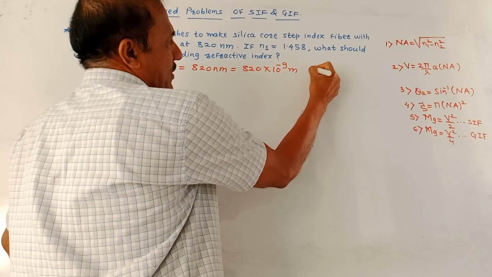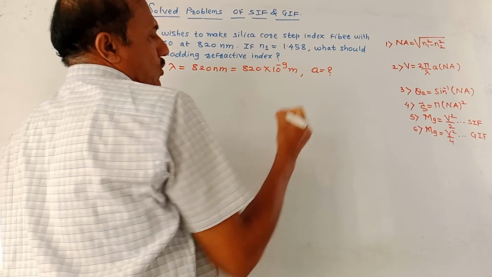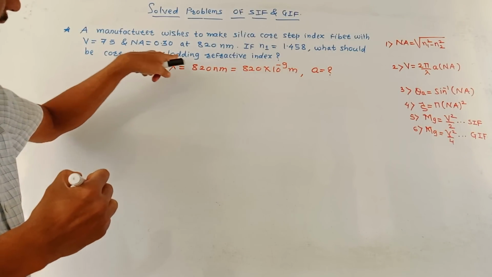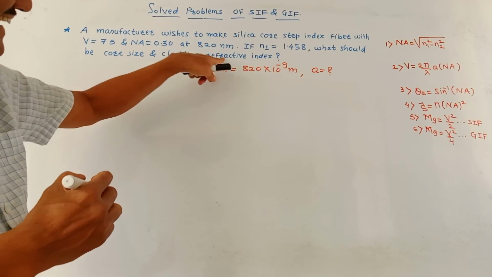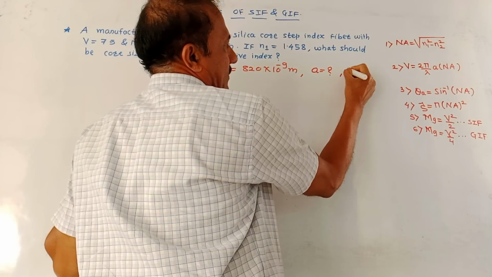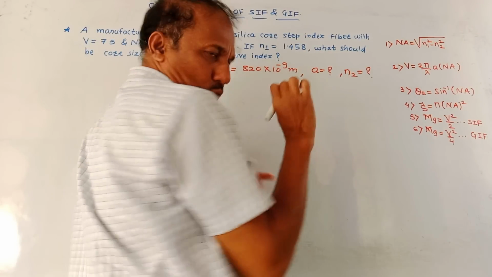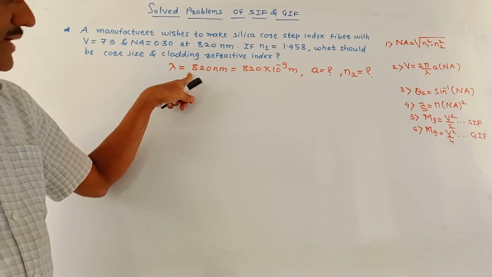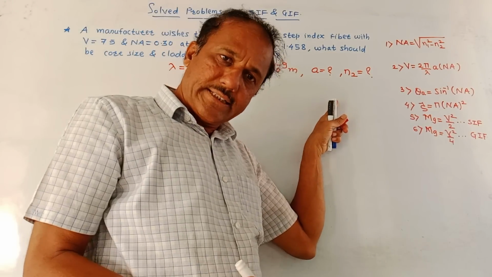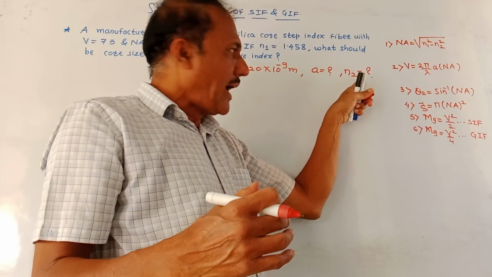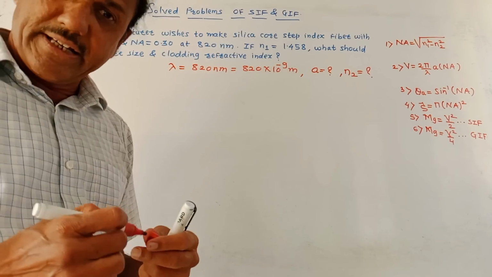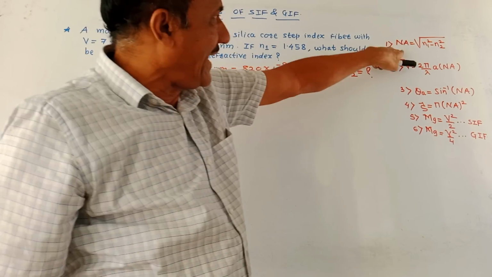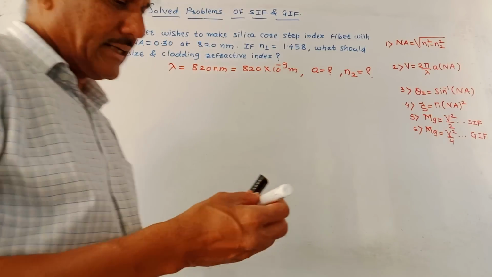Core size means we need to calculate the value of a. So core size is required, and also we need to calculate the cladding refractive index, that is the value of n2. So in the given question, NA is given, n1 is given, lambda is given, and it is asked to calculate the core size, that is radius of the core layer, and the refractive index of the cladding layer. First we'll do the calculation of n2. So we have the formula NA is square root of n1 square minus n2 square.